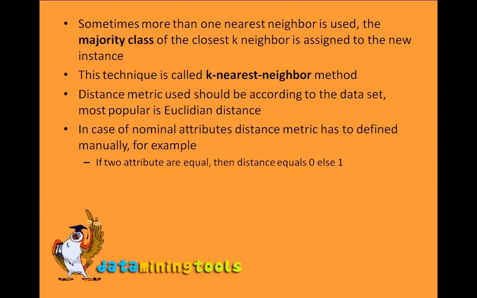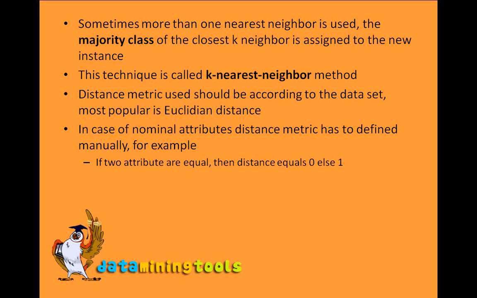Sometimes more than one nearest neighbor is used. In the previous example, we talked about only the fifth instance, which assigns the class to our new instance. But we can have a case where we use more than one nearest neighbor, and the majority class of the closest k neighbors is assigned to the new instance. This technique is called the k nearest neighbor method.